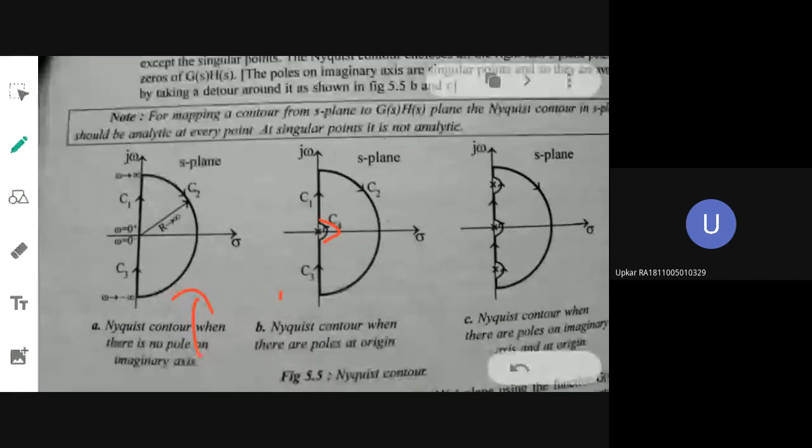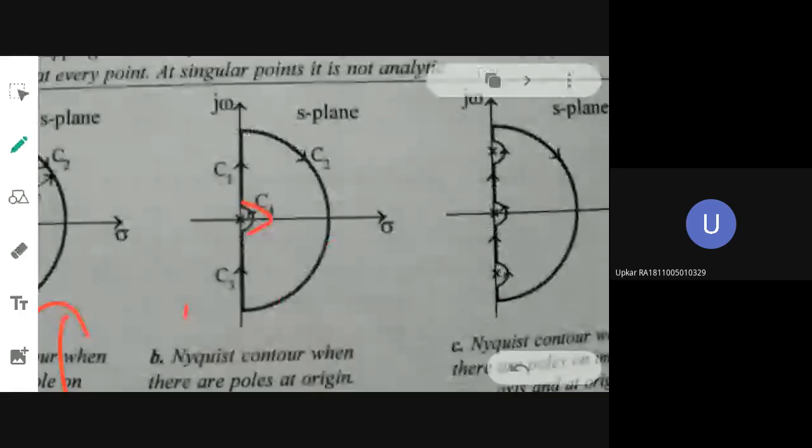Now in the third diagram, what is the nature of the poles that are located? Where are the poles being located? There are 3 poles indicated in the third diagram. One pole is located at the origin. The remaining 2 poles are located on the imaginary axis. Again, does the Nyquist contour pass through the points or is it bypassing?